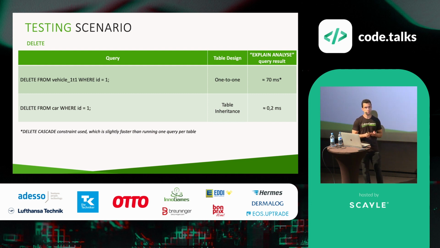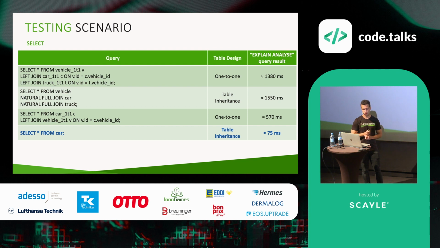But when I do that on the table inheritance, I can just delete the car, and all the data that belonged either to that car or the vehicle columns is gone with one single query. And that took me 0.2 milliseconds. There is no typo here, it was really 70 milliseconds against 0.2, which is a huge difference. So if you consider an application where data is updating pretty frequently and you're going to do lots of deletion queries, that's something that caught our attention that we want to make use of.